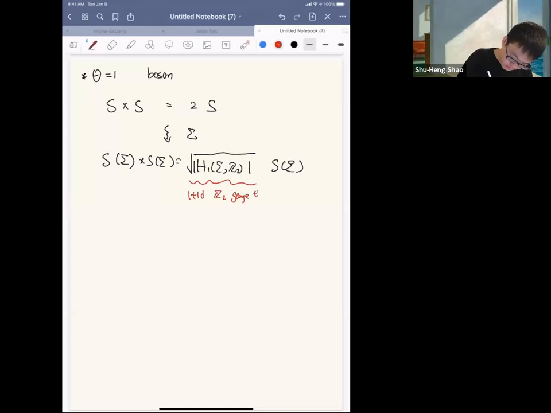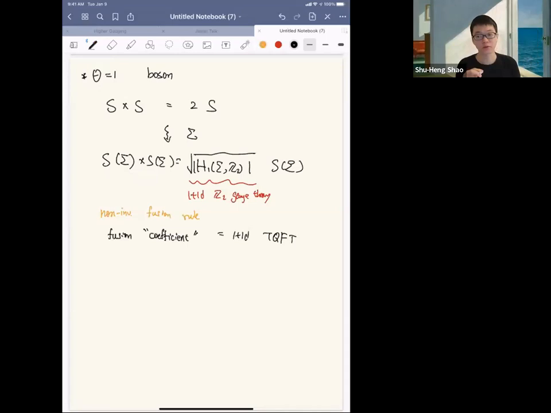So to conclude, what do we get here? When theta is the boson, when we start with a non-anomalous Z2 one-form symmetry, a boson line, we end up with a non-invertible fusion rule for the condensation surface, where the fusion coefficient is actually a 1+1D decoupled TQFT. And I argue this is a general phenomenon.